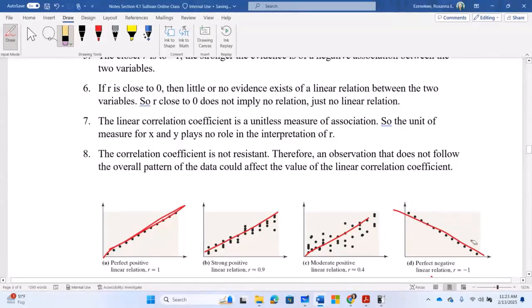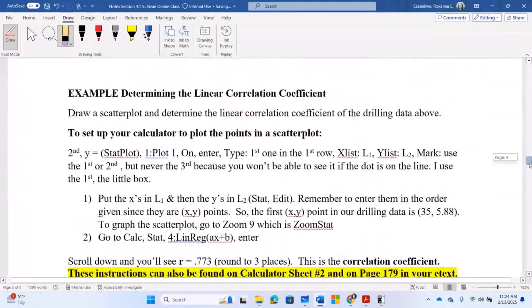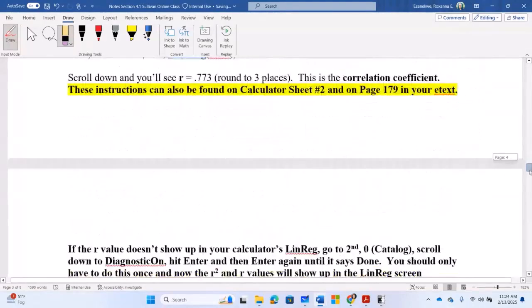On the one here, we say there's a perfect negative linear relationship. Right here, there is a strong negative linear relationship because all the points are not on the line, and the line of best fit has a negative slope. Same thing here, moderate negative linear relationship. This one has no relationship, because it's scattered. There's no relationship here. It looks like it is quadratic again.